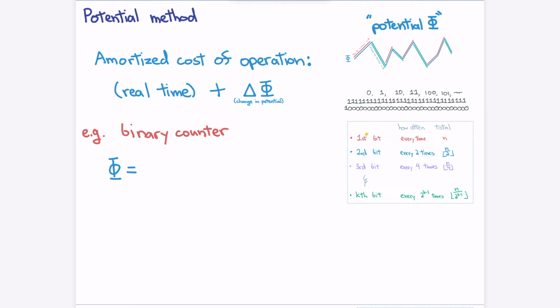Okay, so let's take a binary counter. I want to come up with a potential function for a binary counter that fully explains away why I shouldn't worry about the big operations when I have to flip lots of bits. So you're looking for some kind of description. Given a binary counter, I just get this number.